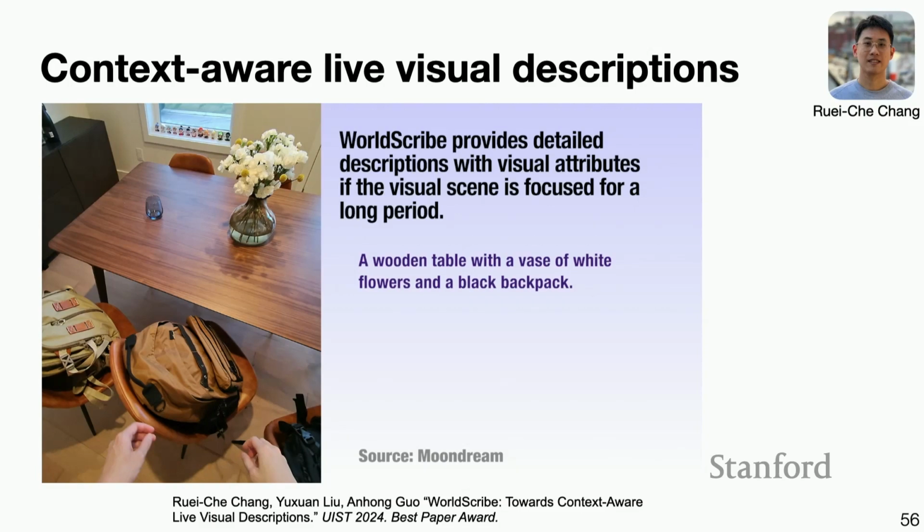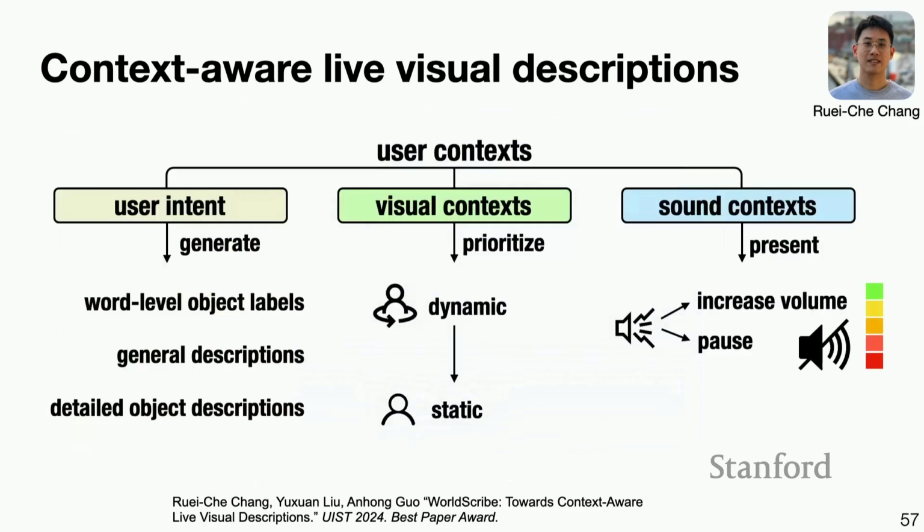But here in WorldScribe, we're trying to map the description to the user's context, right? So the user can specify their intent, and then based on how dynamic the environment is or their movement, we map the description's granularity or length to what they're doing in the moment.